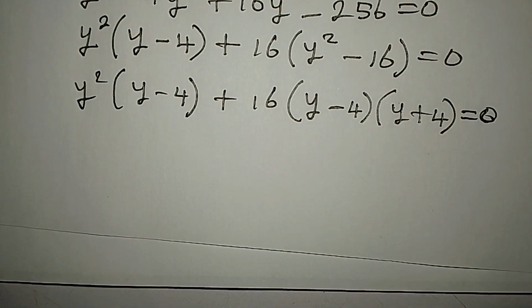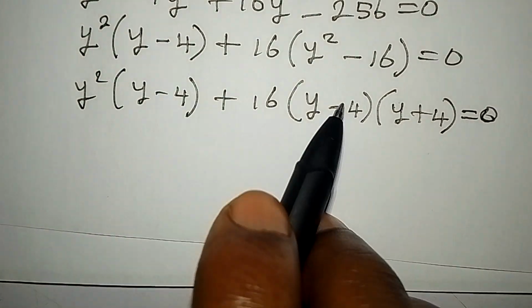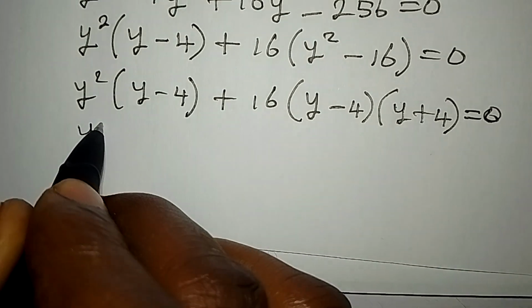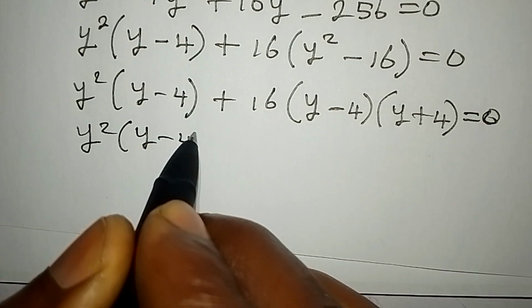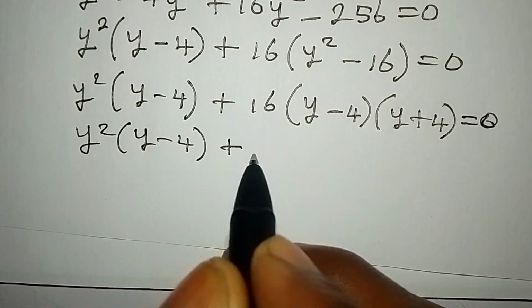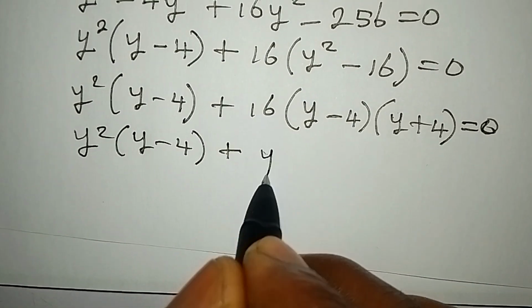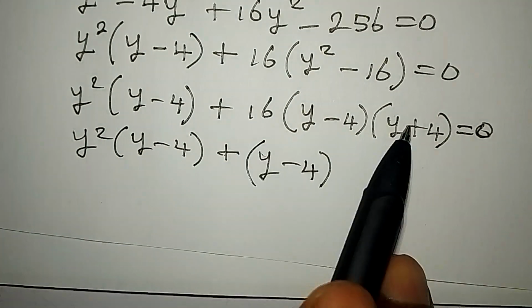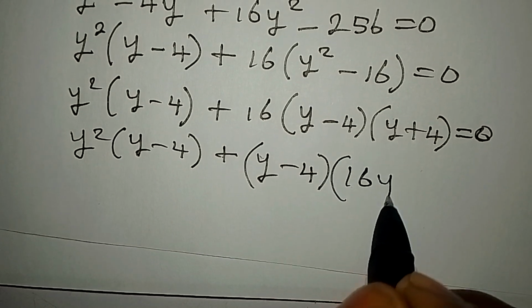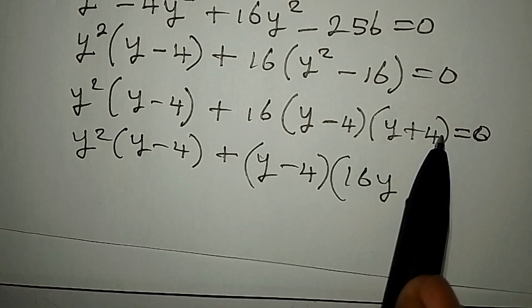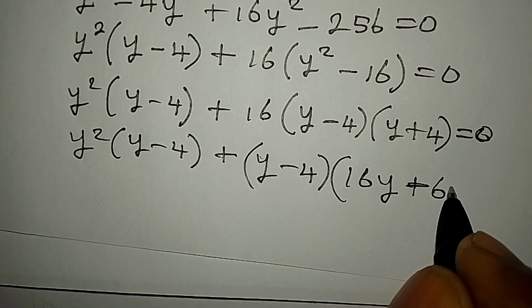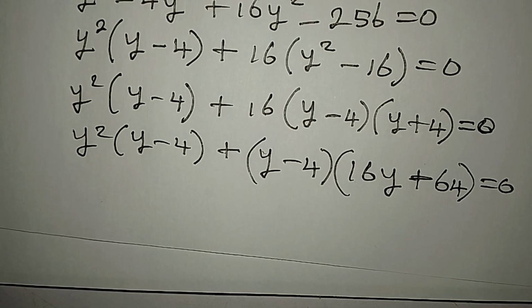Now what am I going to do? We have y minus 4 in both, right? Or better still, let me rearrange this. We have y squared into y minus 4, then plus, I want to write y minus 4 first. y minus 4 is a factor, right? And now we can multiply 16 by y. That will give us 16y. And then 16 by 4, that will give us 64. And this is equal to 0.